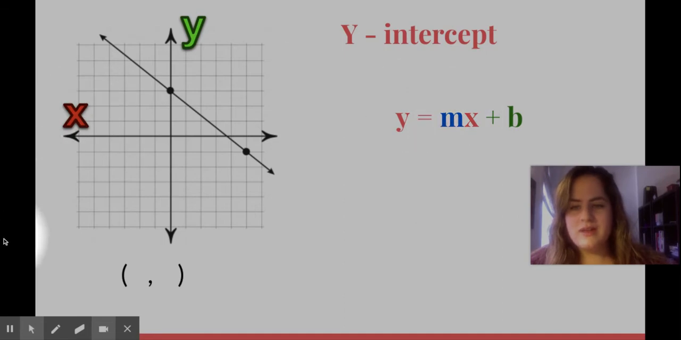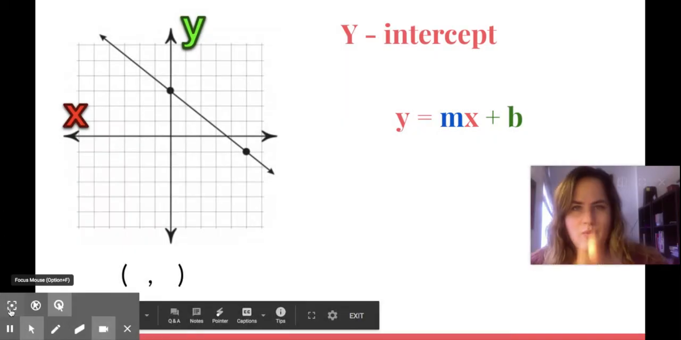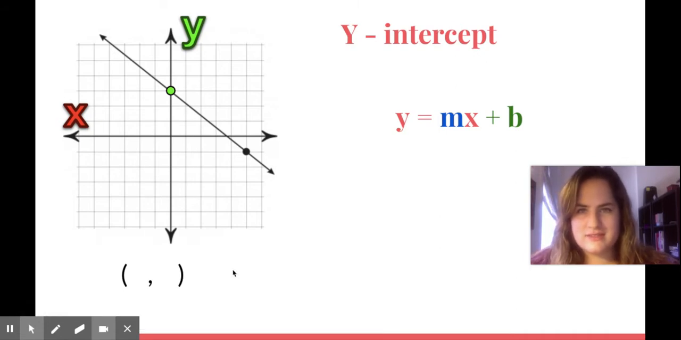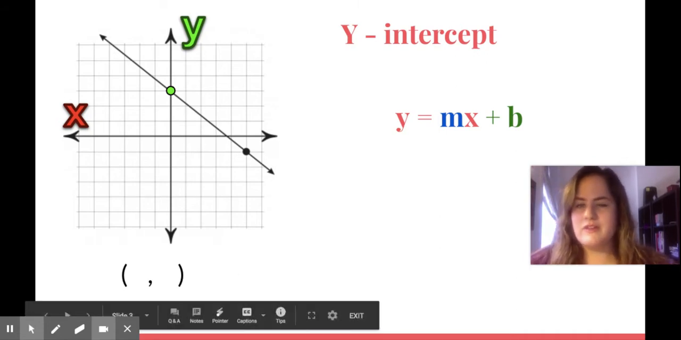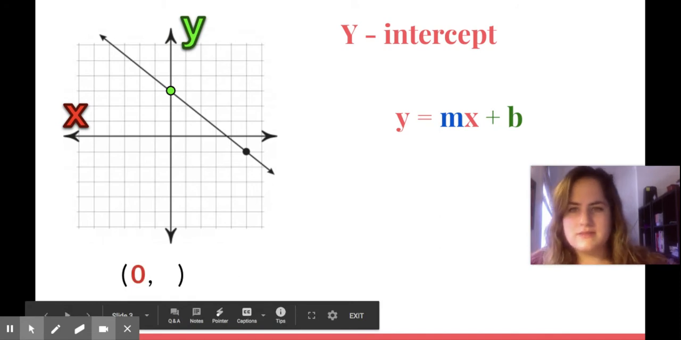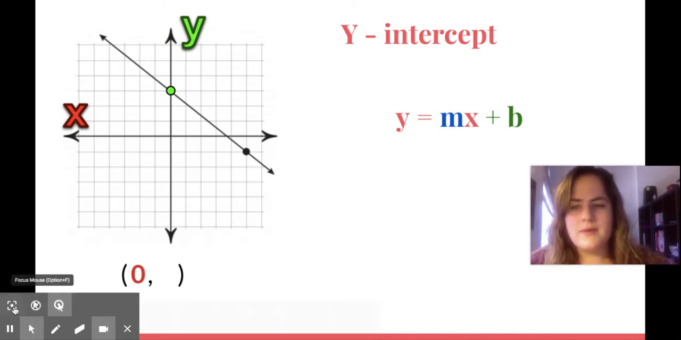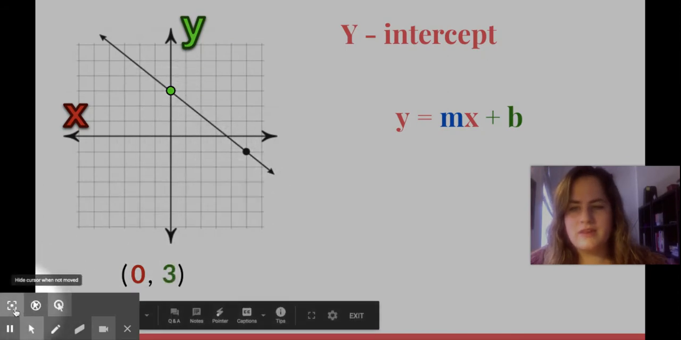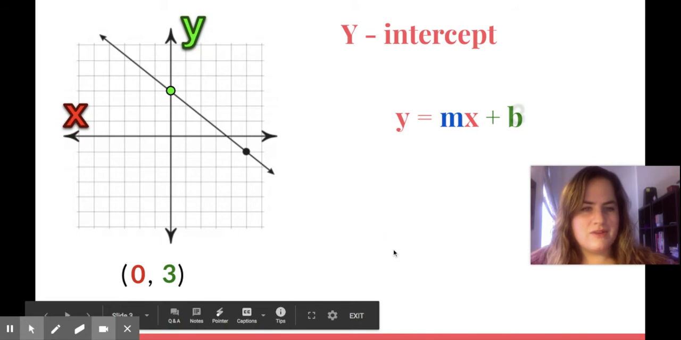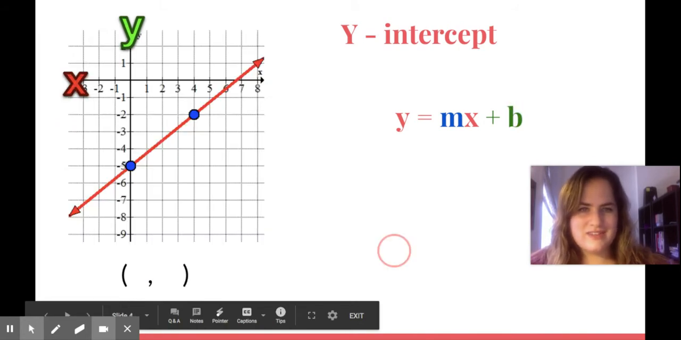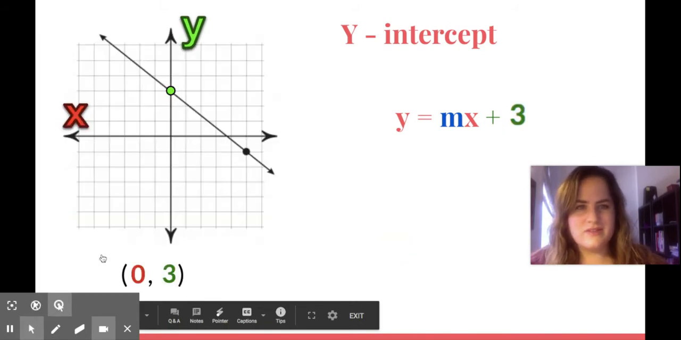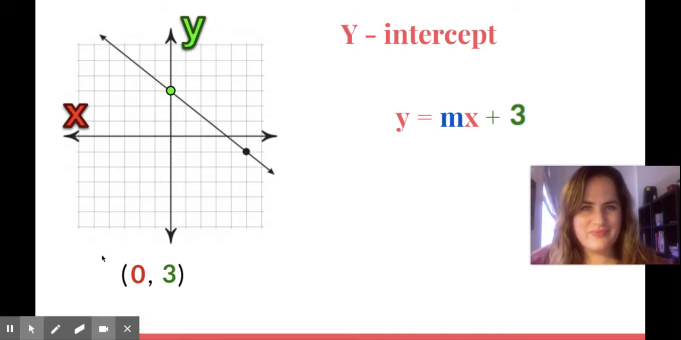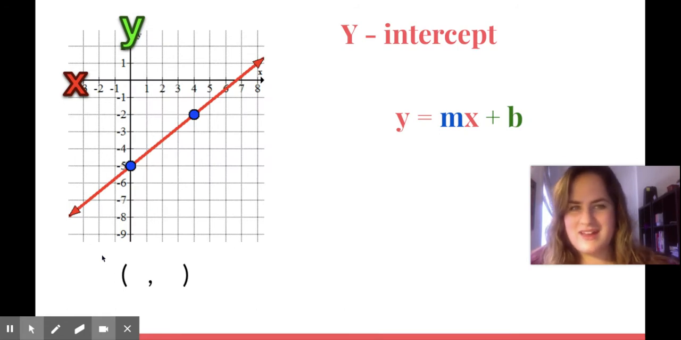So to find our y-intercept, we want to look at our y-axis and locate where the line touches that axis. And then again, we want to figure out the coordinate. So the x is always going to be 0, and we end up counting up 3 spaces from here, 1, 2, 3. So that would be the y-intercept. So when I'm going to write the equation of a line for this, it is going to look like y = mx + 3.